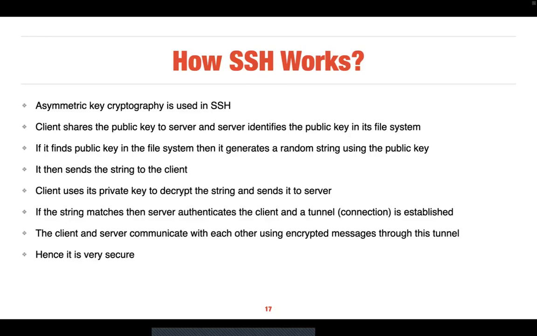So the basic thing is, I am sending some keys to the server. The server is sending some random string to me to authenticate me. If I can decrypt that message and it is correct, then only I will be able to connect with the server, and then I can communicate with the server in a very secure way through a tunnel. So that's all about SSH.